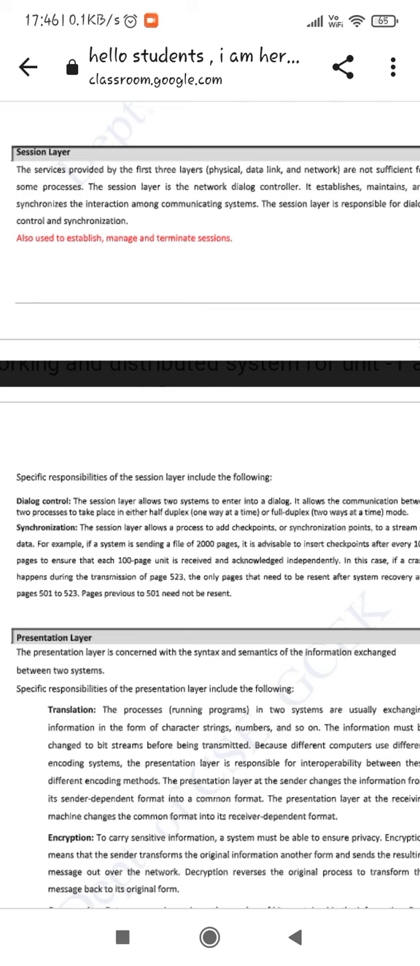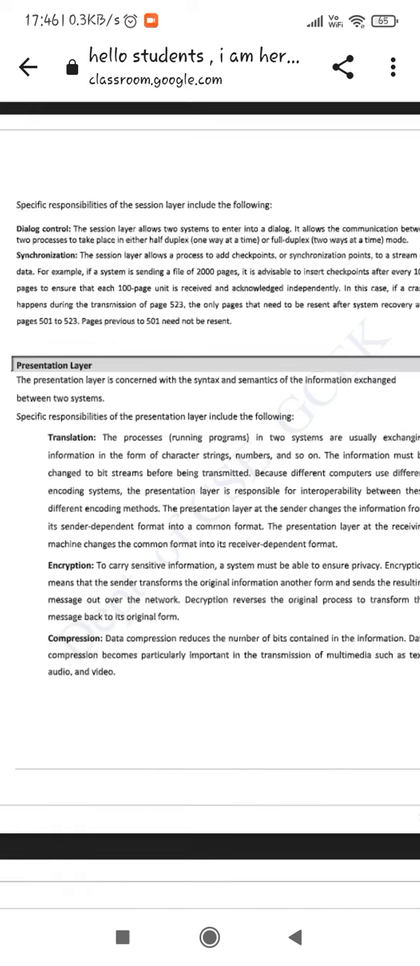जो session layer का काम है उसको establish करना, उसको manage करना, and after जब establishment के बाद जब उसका final delivery होती है तो उस session को terminate करने का काम session layer का काम होता है. Specific responsibilities of the session layer include dialogue control करना, synchronization करना.